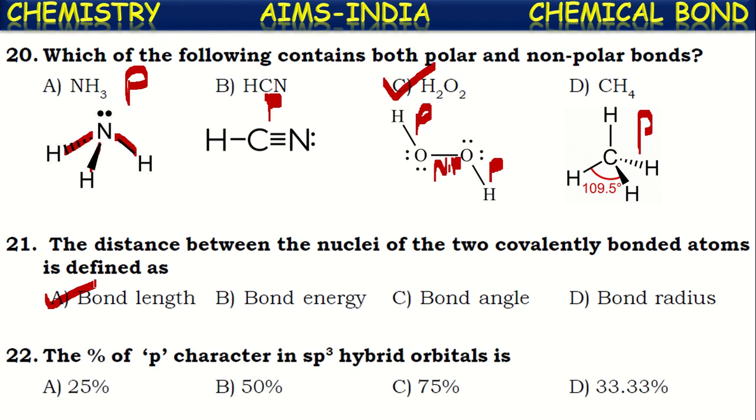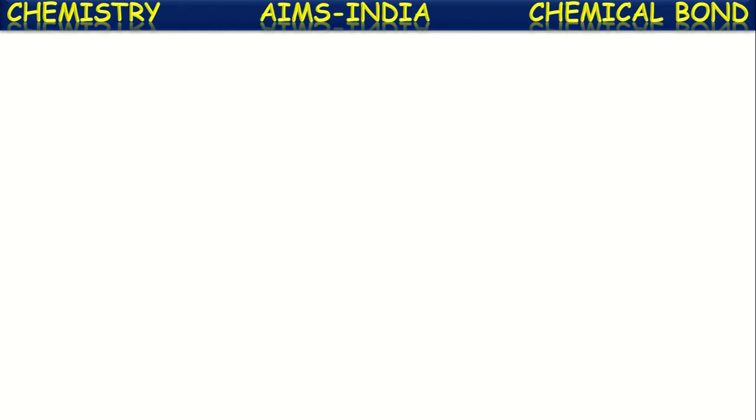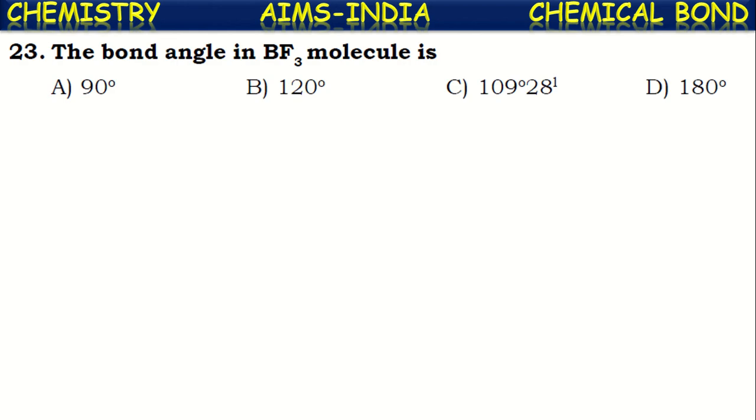The percentage of p character in sp3 hybridized orbitals. See, sp3 means it is formed by the combination or intermixing of one s orbital and three p orbitals. So out of 4, 3 are p orbitals, 1 is s orbital. So out of 4, 3 are p. Then how can we say the percentage? 75%. 3/4. Okay? 75%.